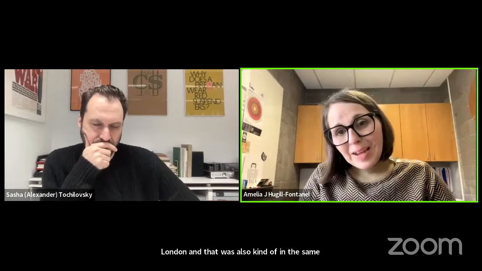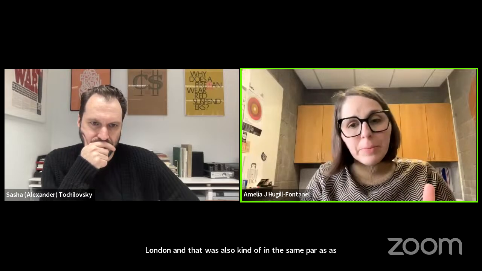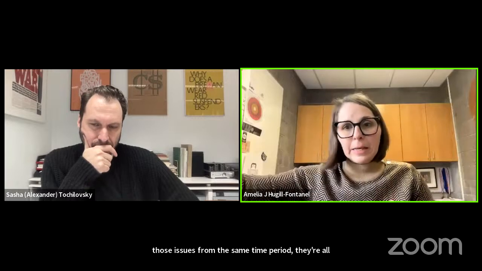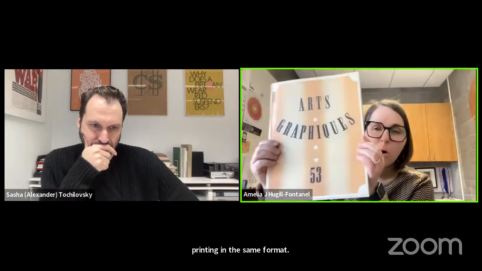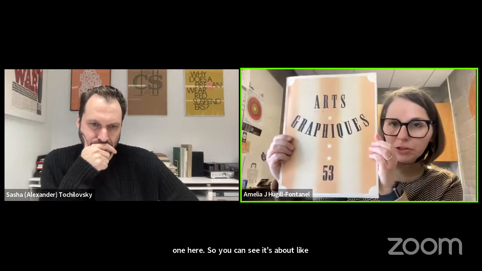In fact, if you ever do get your hands on all of those issues from the same time period, they're all printed in the same format. They're all the same size. And for reference, I have one here, so you can see it's about 9 by 12 inches.